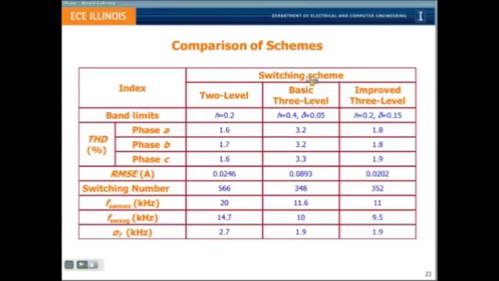But the basic 3-level offers us advantages in switching performance, but tracking is very bad because of the average performance behavior. But the improved 3-level scheme incorporates both the advantages of the 2-level as well as the basic 3-level. So the good things about both the 2-level and the basic 3-level are extracted.